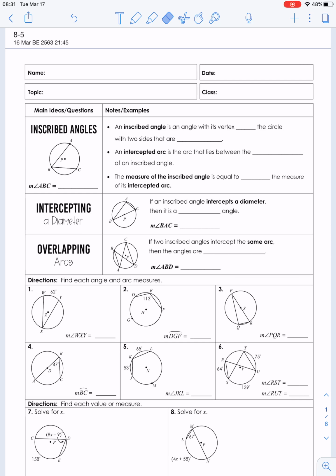An inscribed angle is an angle with its vertex on... Oh boy. Not a good start. On the circle. So the vertex is right here. That's going to be B. And its two sides are chords. So here are its sides. There we go. So there is our inscribed angle. Vertex on the circle, two sides that are chords.